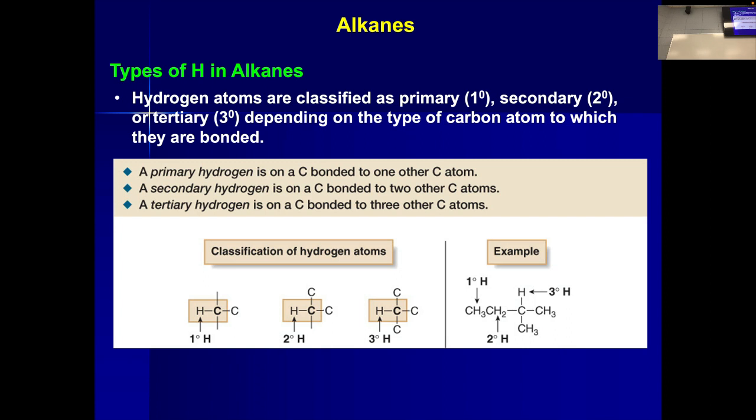Secondary hydrogens are hydrogens that are attached to secondary carbons. How many secondary hydrogens do I have? Four. I also have six. Turns out I have six primary hydrogens and I have six secondary hydrogens. How many tertiary hydrogens do I have? Zero.